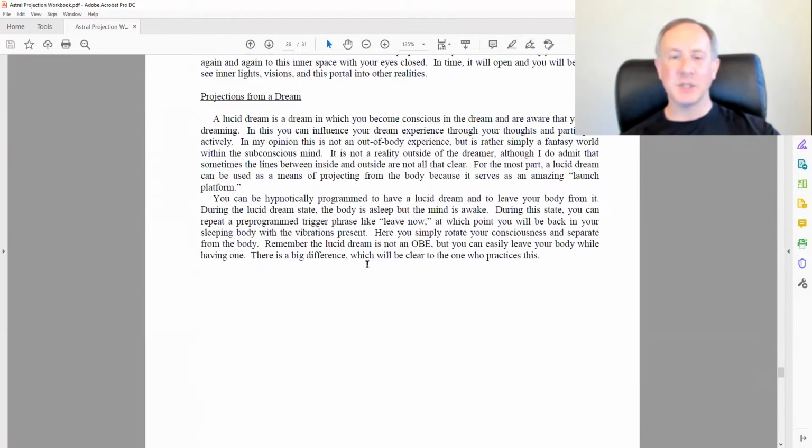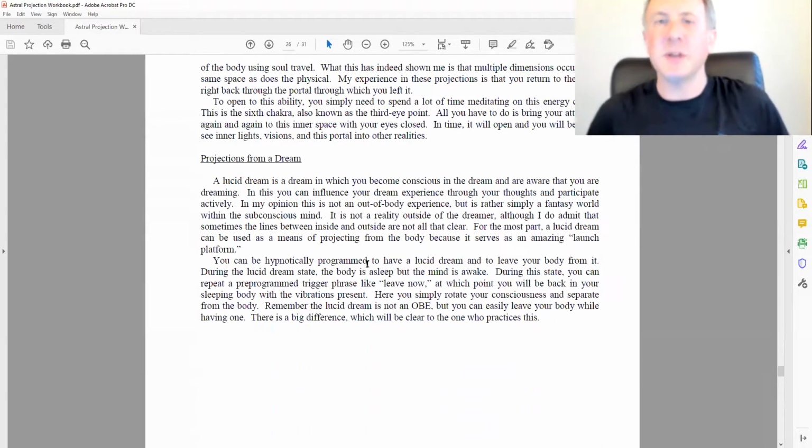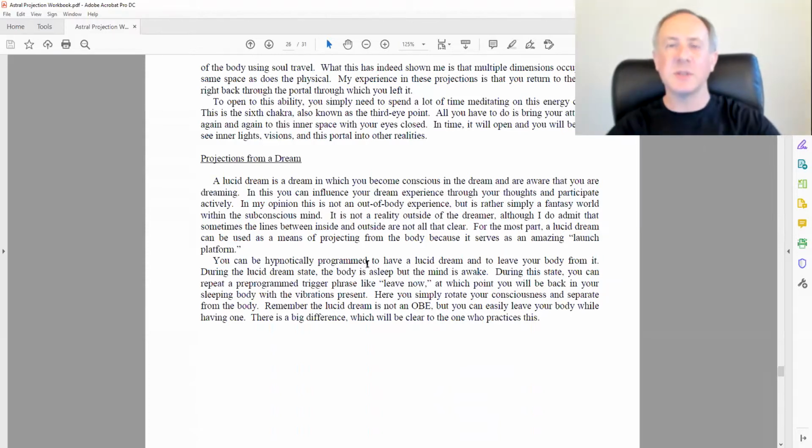And then we have the projections from a dream. So I'll give you some pointers, and this is the place we're going to cover lucid dreaming very briefly. I don't like it because it's hard to convince yourself it's a real out-of-body experience, but I'll tell you how you can do it in a way that'll convince you that it's real.